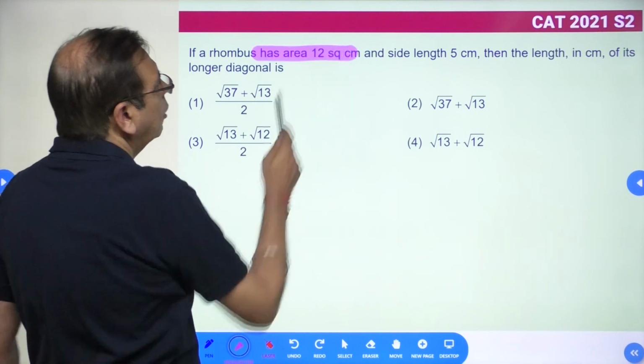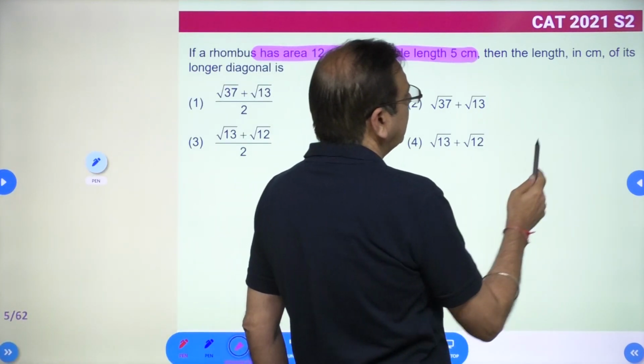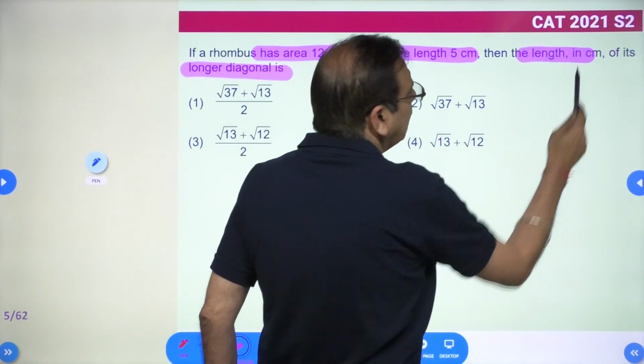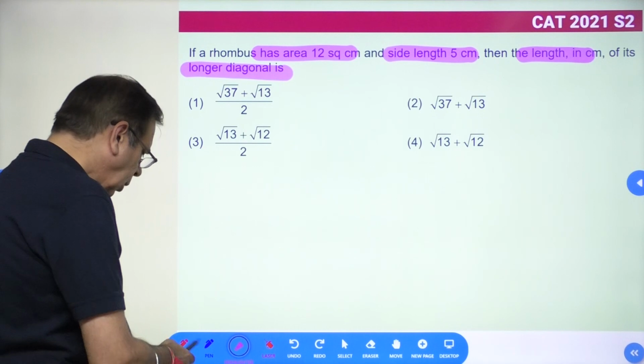If a rhombus has an area of 12 square centimeter and side of length 5 centimeter, then find the length in centimeter of the longer diagonal. हमें क्या ढूंढना है? Length of the longer diagonal. Okay. Now what is a rhombus?